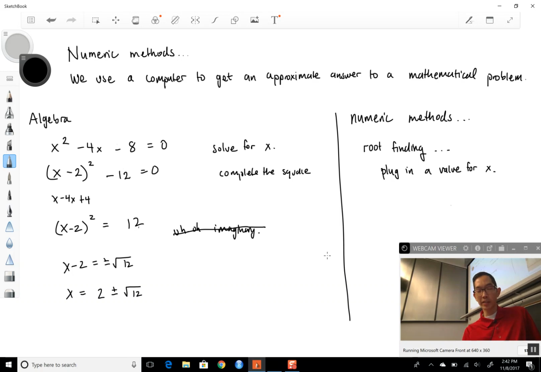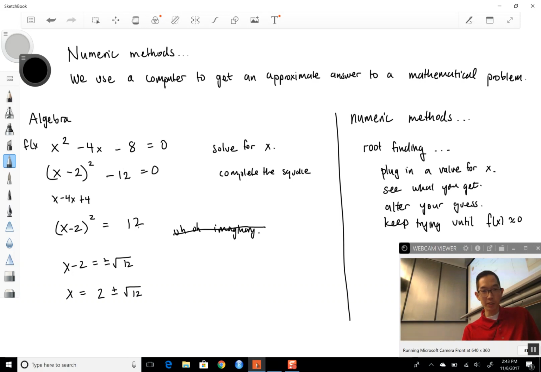Okay, and then see what you get. Okay, alter your guess, and then keep trying until you get something close to 0. Until basically f of x is pretty close to 0. So I'm sorry, if I said f of x is this thing and we want to find where f of x is equal to 0, this is what we would do with algebra.